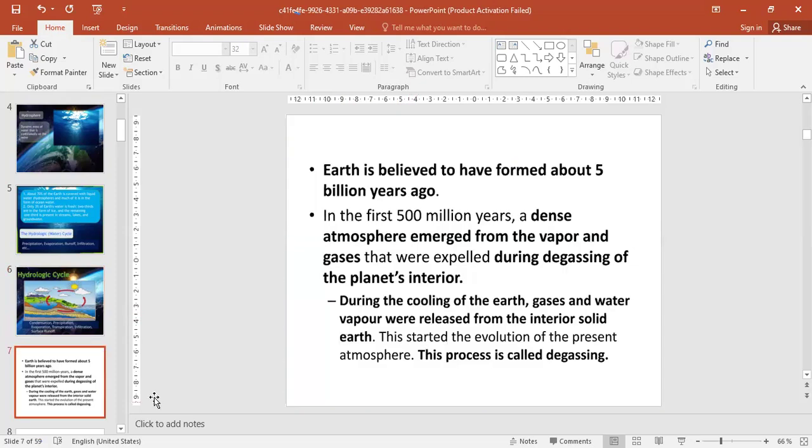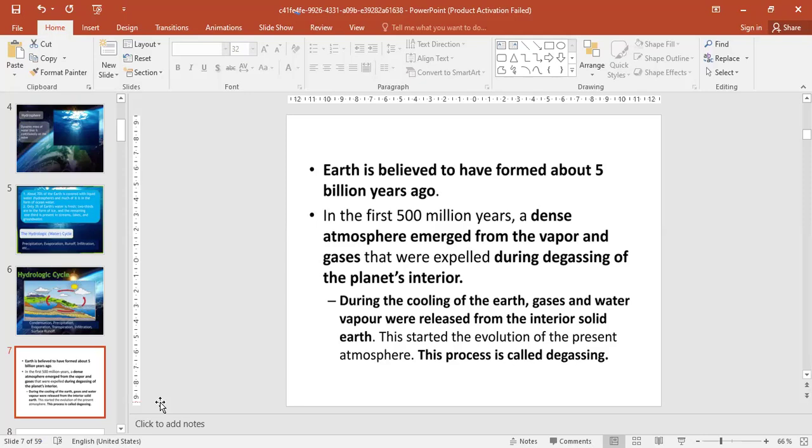So the Earth is believed to have formed about 5 billion years ago. In the first 500 million years, a dense atmosphere emerged from the vapor and gases that were expelled during the degassing of the planet's interior. When we talk about planets, you know we have 8 planets, and the Earth is one of the planets. So within this planet called Earth, some gases were brought out. So that's where the atmosphere began to form.